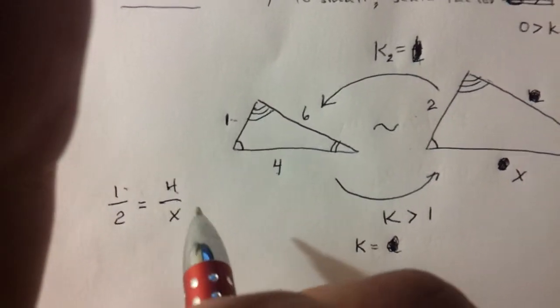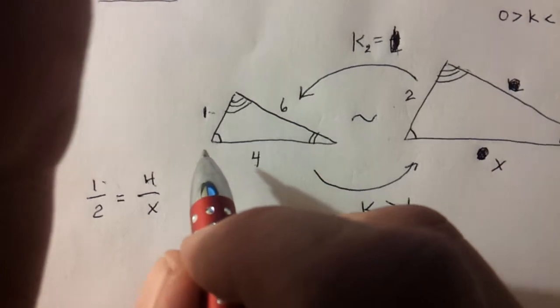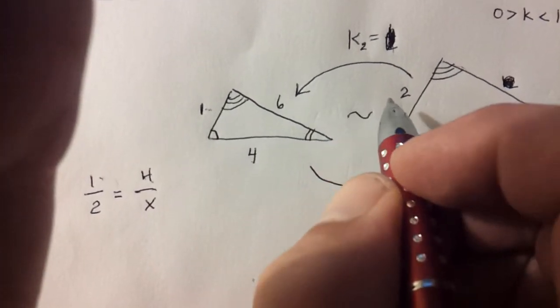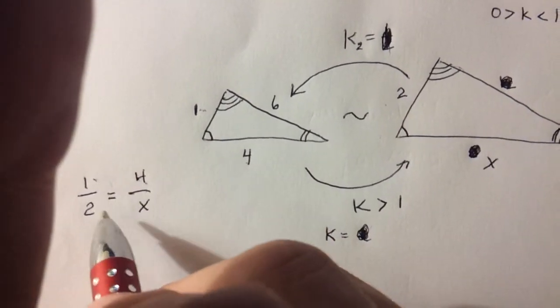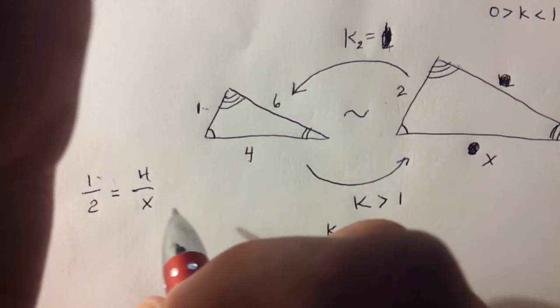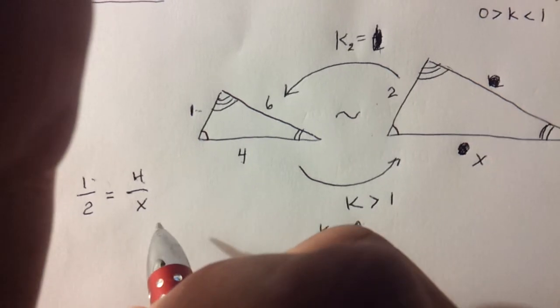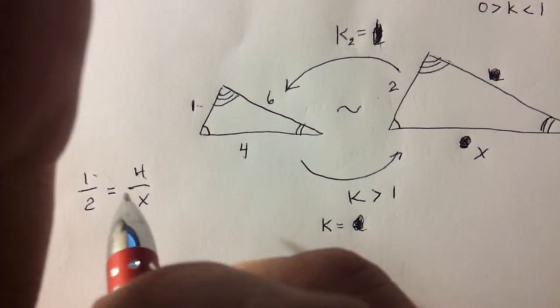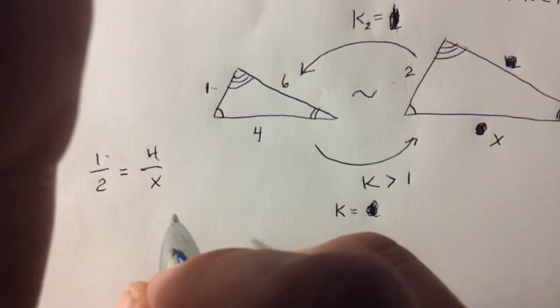Okay, this is a pretty common mistake. 1 is to 2 because I put them one over the other. 1 over 2 is 4 over x. That'll give me the wrong scale factor. Okay, that's not going to work here.